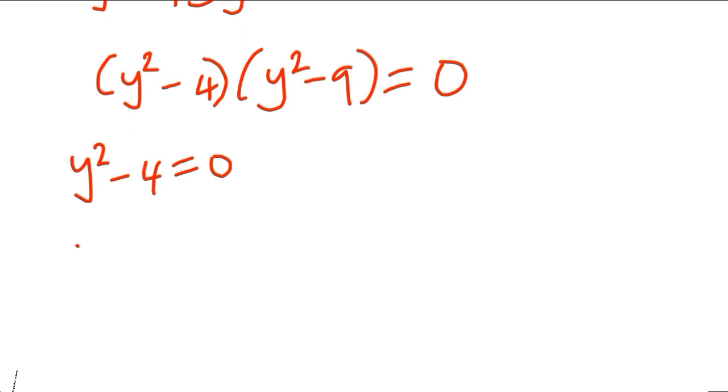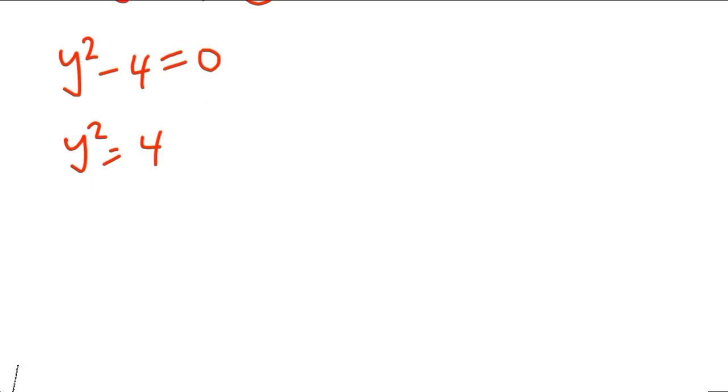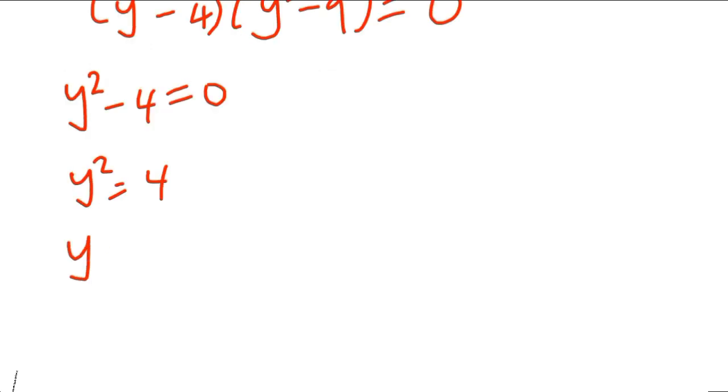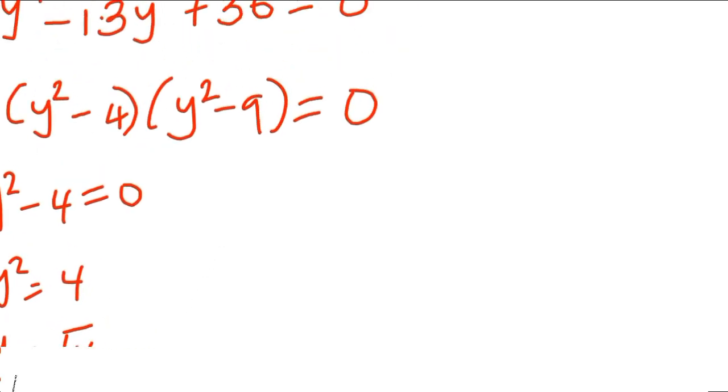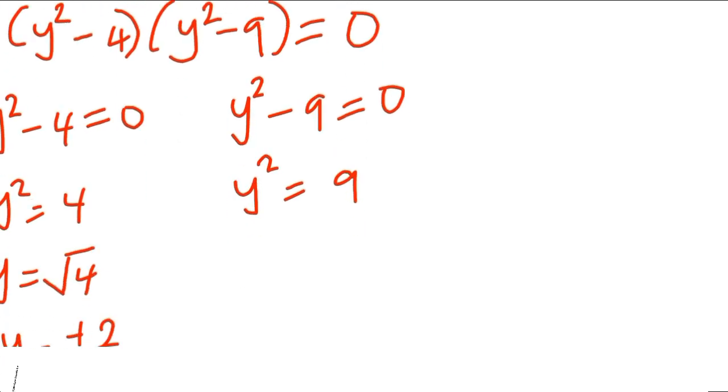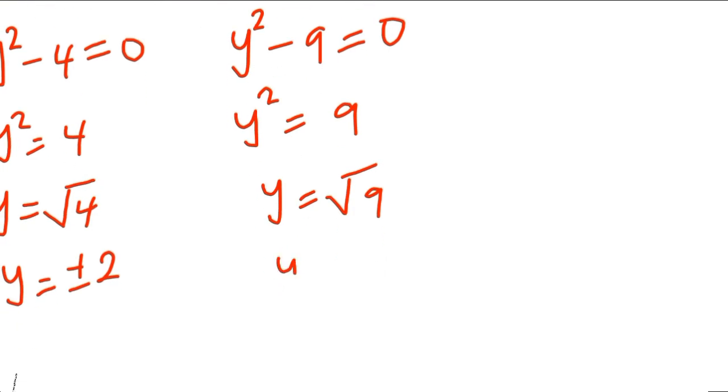So here, y squared minus 4 is equal to 0, so we have y squared is equal to 4. To solve for y, we are going to square root both sides, which gives us y is equal to the square root of 4, so y is equal to plus or minus 2. Now, on the other part, we have y squared minus 9 is equal to 0, so y squared is equal to 9, and y is equal to the square root of 9. So finally, y is equal to plus or minus 3.